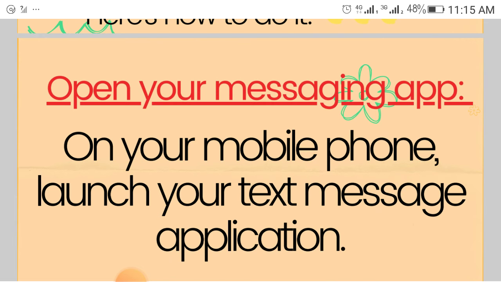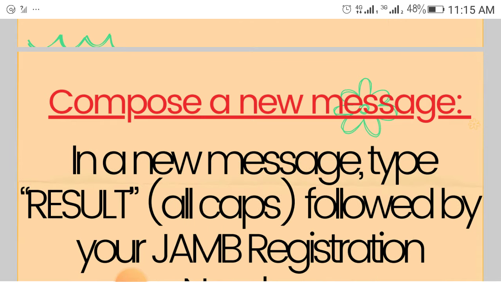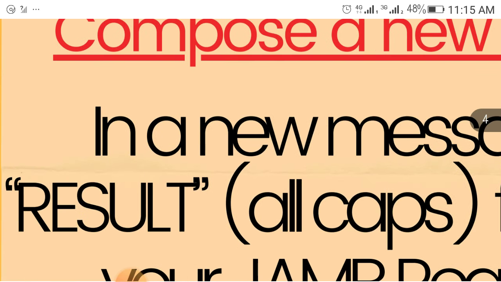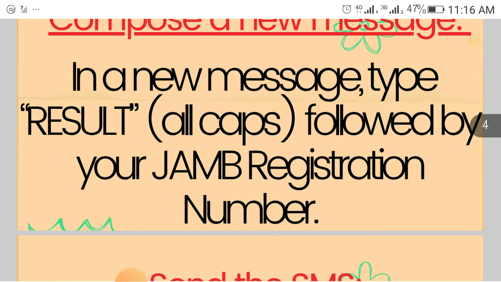Just get your small phone, that's your button phone, without data. You don't need data for this. Simply go to your message button. Once you are in your message button, just try to create a message. Create a message, type result. You can see it here. Type result in capital letters, followed by your JAMB registration number. So you just type RESULT, in capital letters, followed by your JAMB reg number.